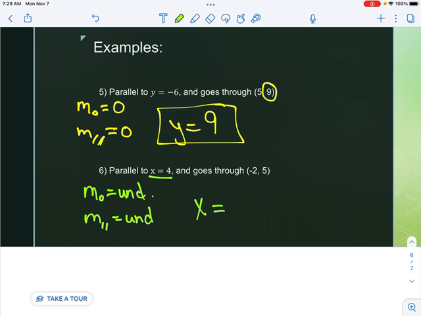And every vertical line is x equals. I look at my ordered pair. Here, x would equal negative 2. And that is how we write the equation of parallel lines of a given line and point.